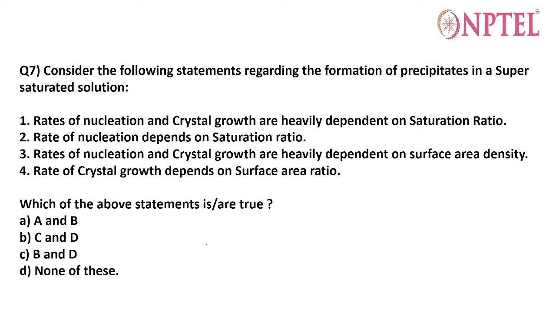Consider the following statement regarding the formation of precipitates in a supersaturated solution. Rates of nucleation and crystal growth are heavily dependent on saturation ratio. Then rate of nucleation depends on saturation ratio. Then rates of nucleation and crystal growth are heavily dependent on surface area density, or the rate of crystal growth depends on the surface area ratio. Just think of this 1, 2, 3 as A, B, C, D. There is a mistake, it should be A, B, C, D. So this is A and this is B.